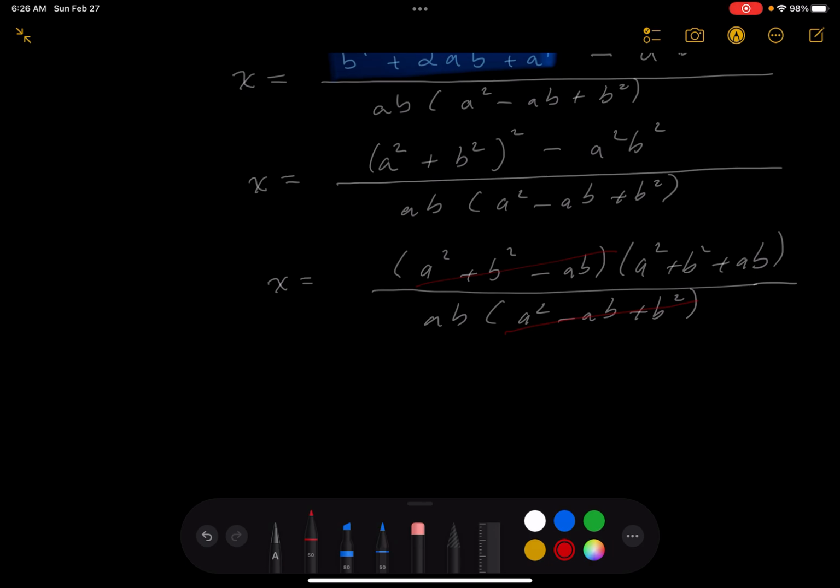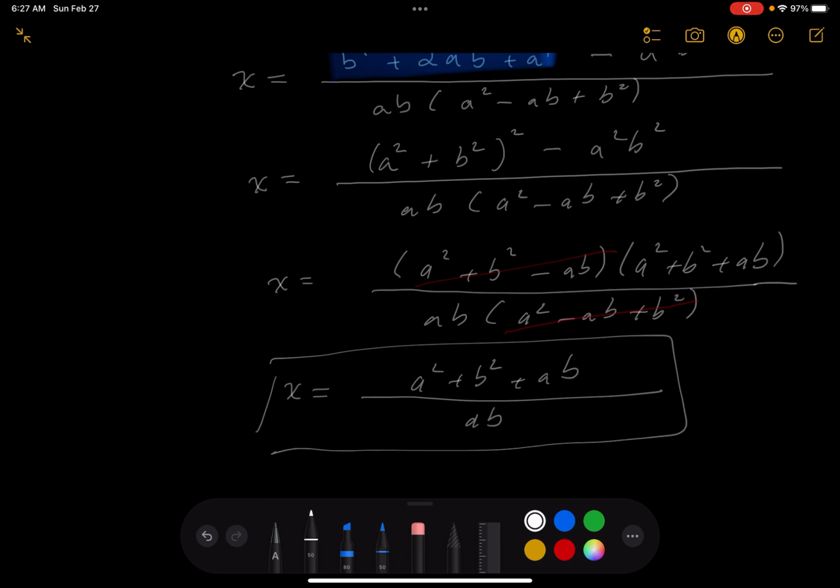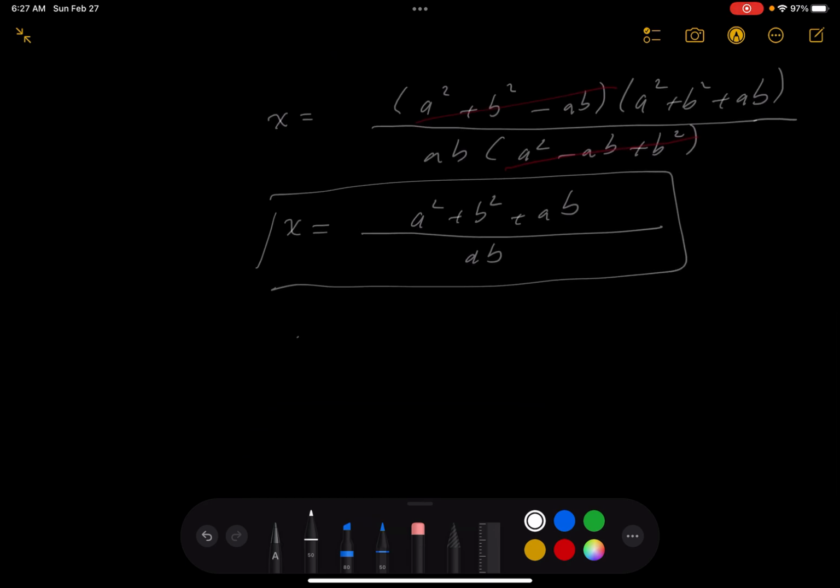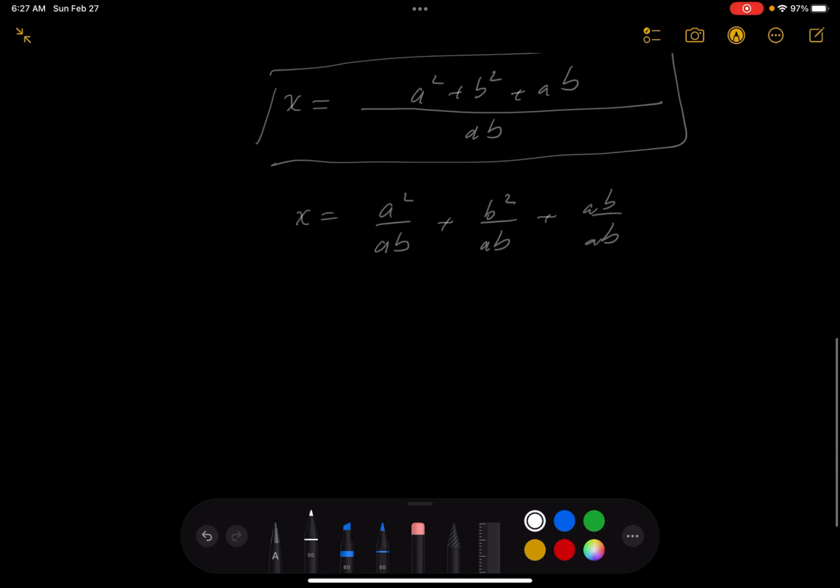By the way, conditional cancellations. What I'm going to write down now? The answer. And the answer is x equals a squared plus b squared plus ab over ab. If you want, you can rewrite that a little differently. I don't suggest it, but you could. You could write down x equals a squared over ab plus b squared over ab plus ab over ab. And again, conditional cancellations. You get a over b plus b over a plus 1.